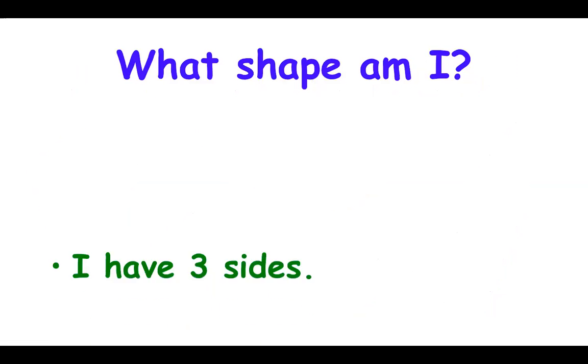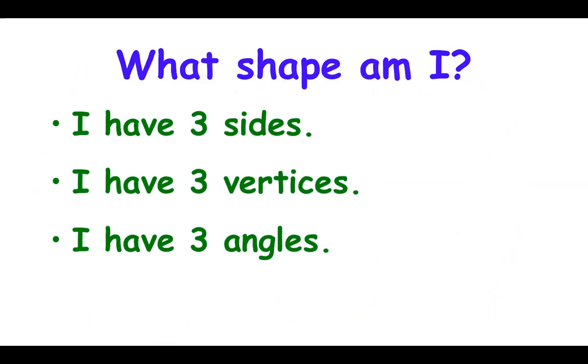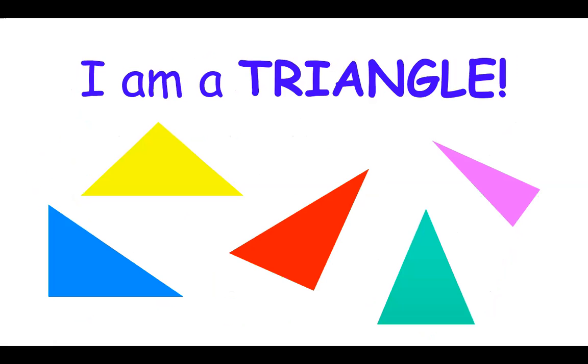What shape am I? I have 3 sides, I have 3 vertices, and I have 3 angles. I am a, think about the name of this shape with 3 of everything. What is it? Shout it out. I am a triangle. Very nice. Again, all of these triangles look different, but they're all triangles because they have 3 sides, 3 vertexes, and 3 angles. That's what makes them a triangle. Look at all the different ways you can draw triangles. And remember all these different ways for later when you make your shape monster.